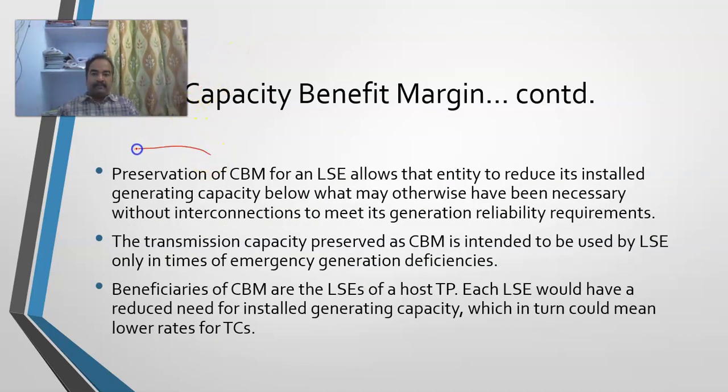The amount of TTC which is preserved for CBM for a particular load serving entity allows that entity to reduce its installed generation capacity below what may otherwise have been necessary without interconnections to meet its generation reliability requirements. The transmission capacity preserved as CBM is intended to be used by the LSE only in times of emergency generation deficiencies. So beneficiaries of CBM are the LSEs of a host transmission provider, and each LSE would have a reduced need for installed generation capacity. This we will discuss in detail in the class.